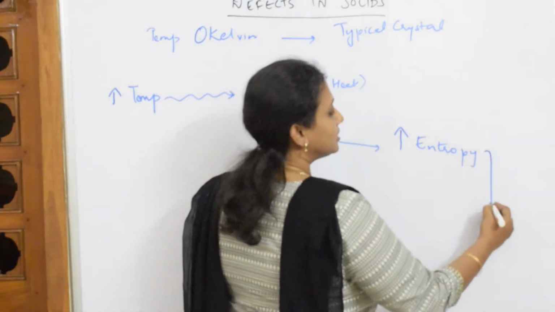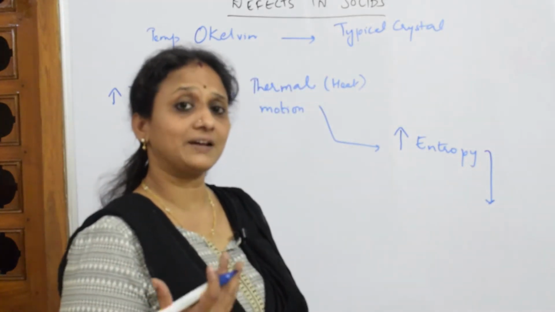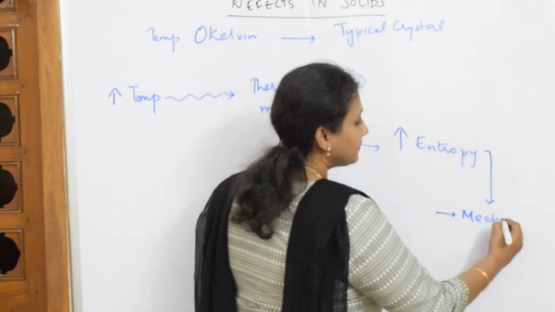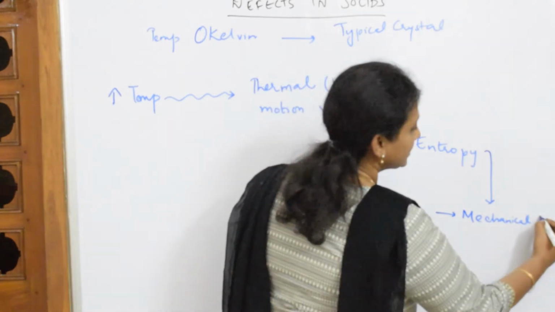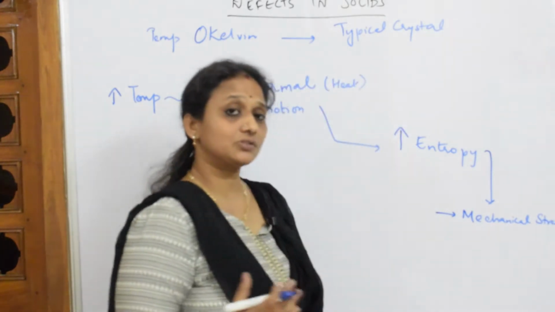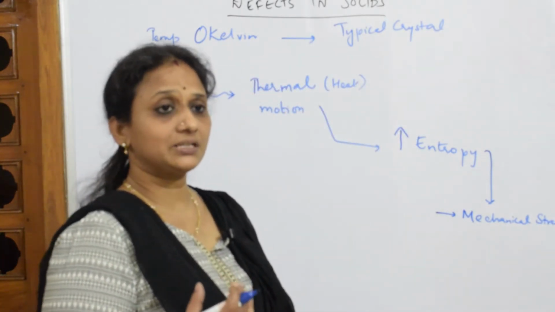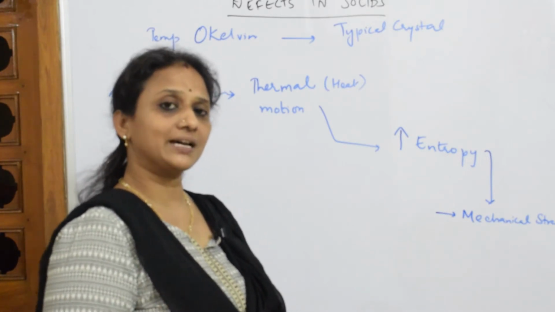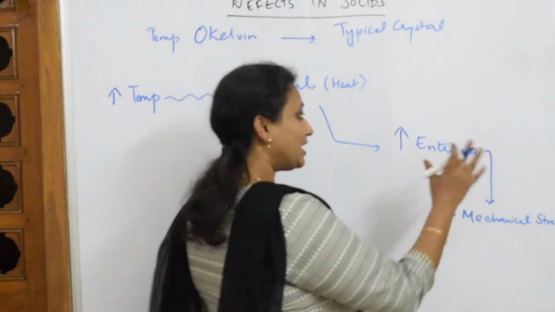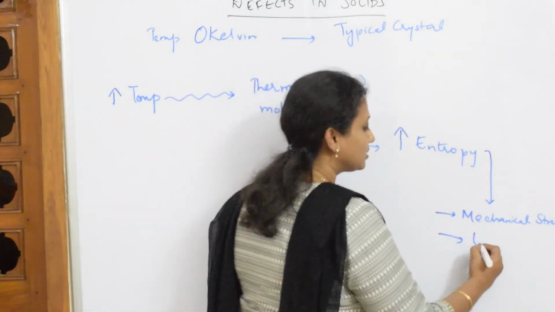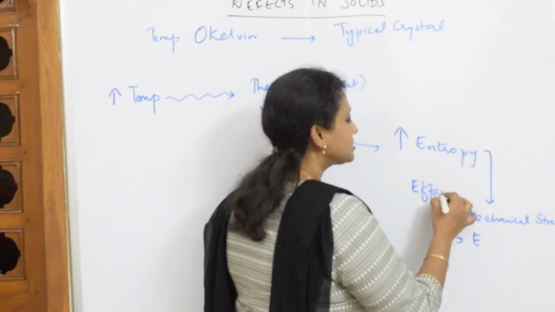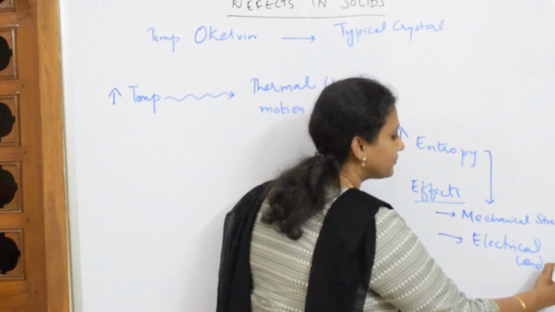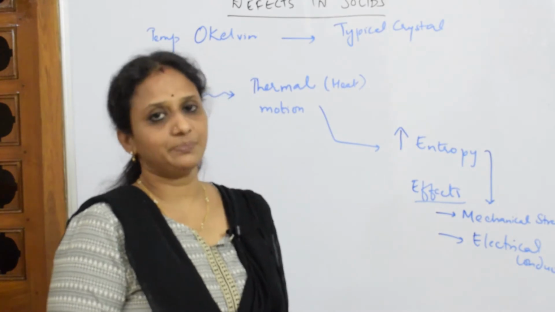Because of this disorderness, there are three important factors which really affect the solid. What are those? First, you're creating a sort of mechanical stress onto the solid, right? Because you have already increased the temperature, there's already a disorderness created in the solid, and because of this mechanical stress, what else is affected? When I increase this disorderness or entropy, this also affects the electrical conductivity. Electrical conductivity is also affected because of these imperfections or defects.